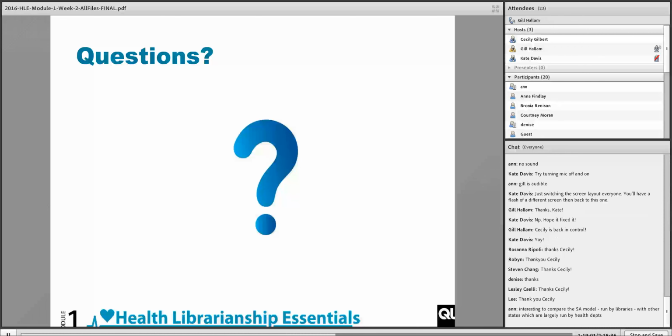Anne has commented to say that it is interesting to compare the South Australian model run by libraries as opposed to other states which are largely run by health departments. And so there again, where's the professional role that contributes to all of that?